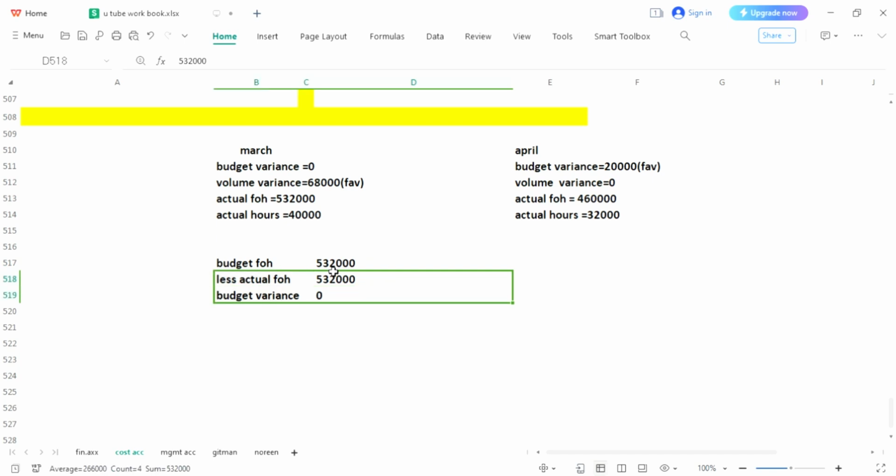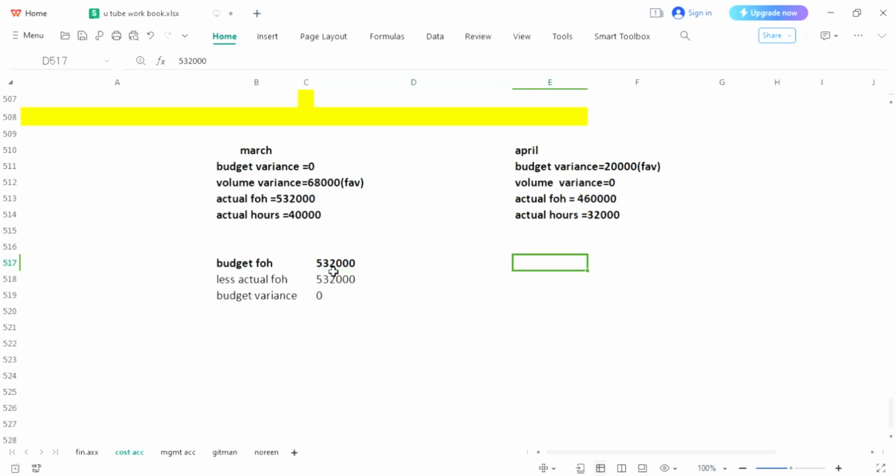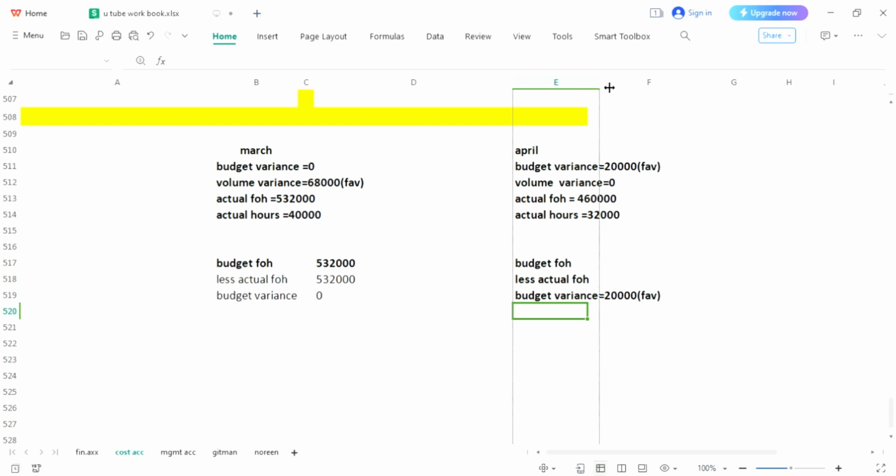So what we have calculated from this statement is budget FH. In a similar way, you will write budget FH and then subtract actual FH, with which you get budget variance. Okay, just a smaller line is available. Budget variance, it was not needed to write anything like that, it was previous.